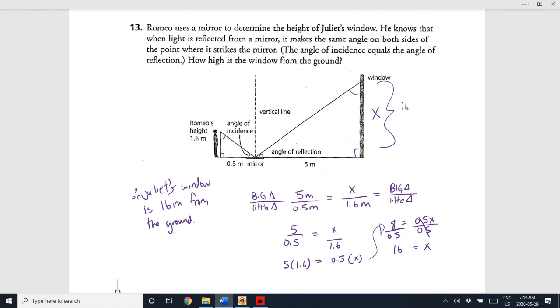And so that's it for our lesson for today. And this is our first lesson in trigonometry. And so hopefully it's not too bad. We're just going to be learning a lot from triangles.